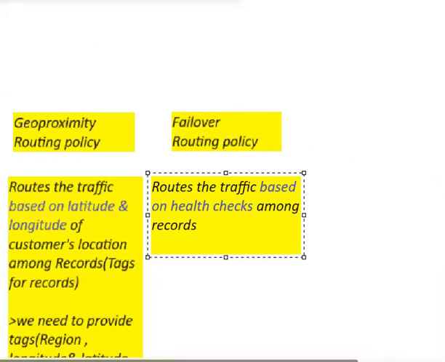In this failover routing policy, the routing happens based on health checks among records. So here you need to provide what is the primary record and what is the secondary record. Whenever your primary record is unhealthy, that is, if this health check fails, the health check tells that this primary record is unhealthy. In that case, your request is routed to secondary records. So you need to provide the primary records as well as secondary records for this failover routing policy.